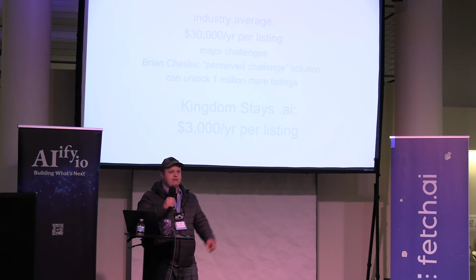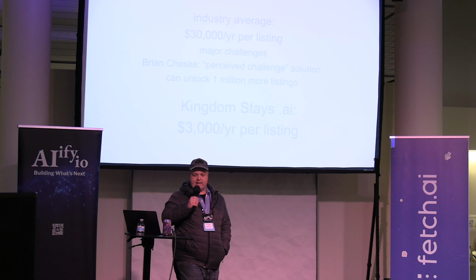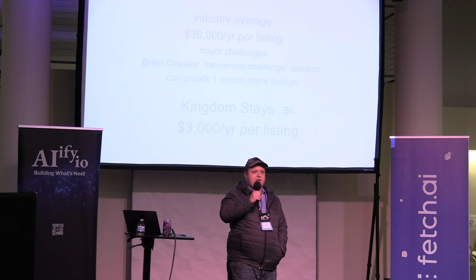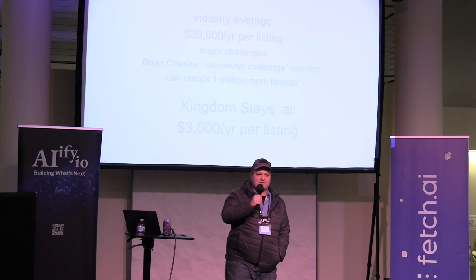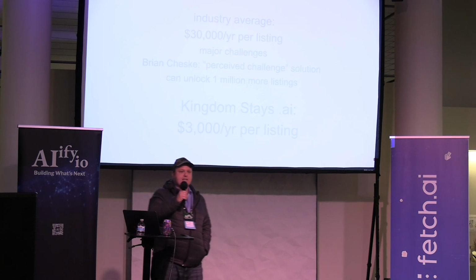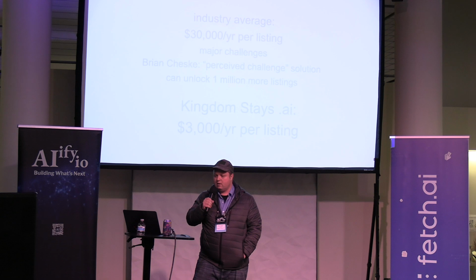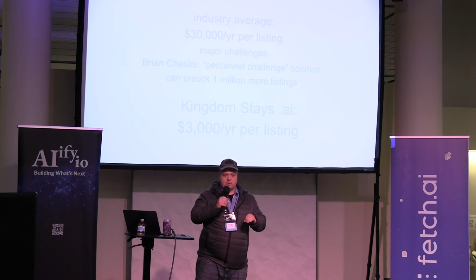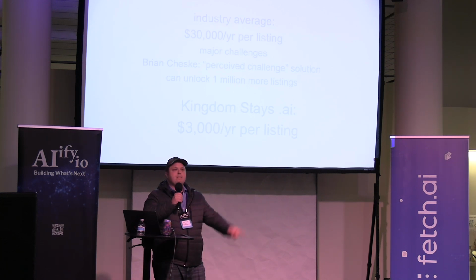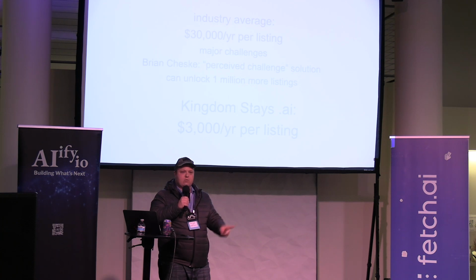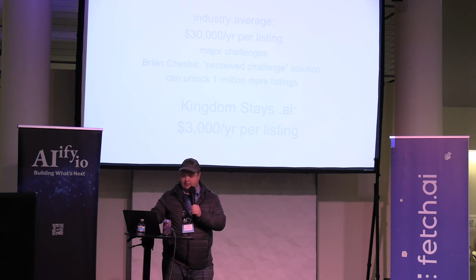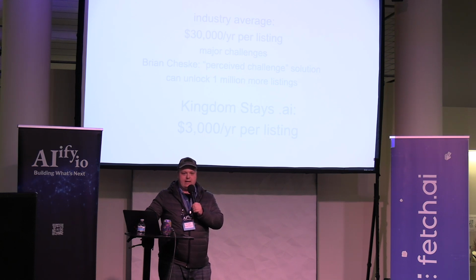Brian Chesky, even though he wasn't supposed to admit it, there's a perceived challenge to being able to manage short-term rentals and hospitality at large. And he owns Airbnb. He's the CEO of Airbnb, so he's not supposed to say that. But he says this actually prevents 1 million more listings from coming on the platform. More on that later. If you're concerned about Airbnb, please ask about that. But with the efficiency afforded to us by AI, we're now currently able to charge around $3,000 per year per listing, a 10x improvement in cost efficiency.